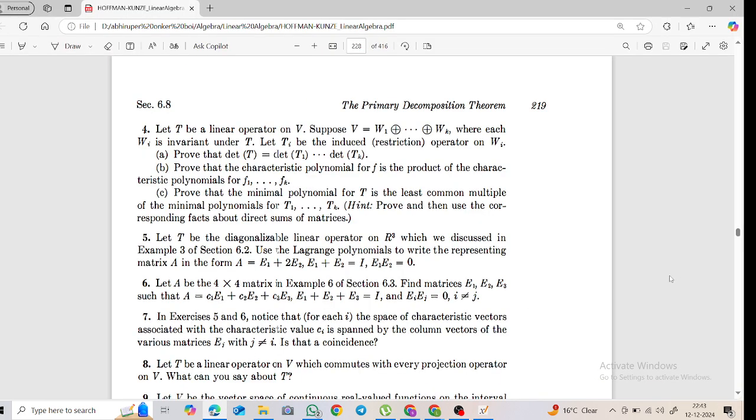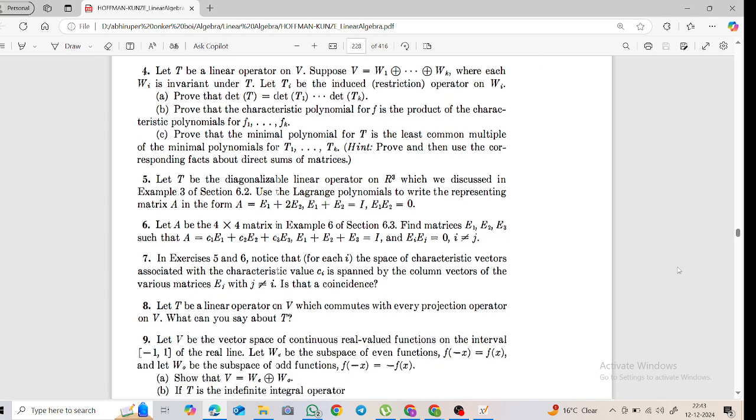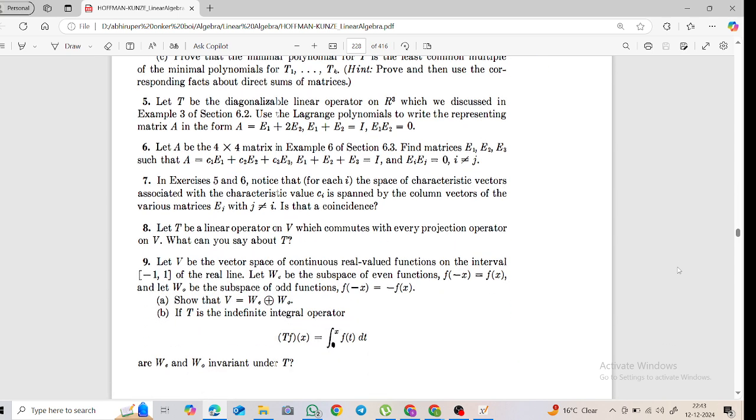Okay, what about 6? A is the 4 cross 4 matrix. Just do the same way. You can figure out the eigenvalues and then just do the rest. Just a minute.